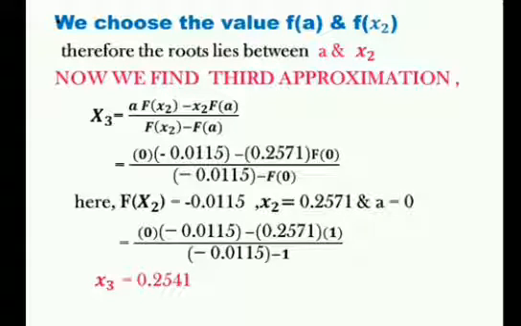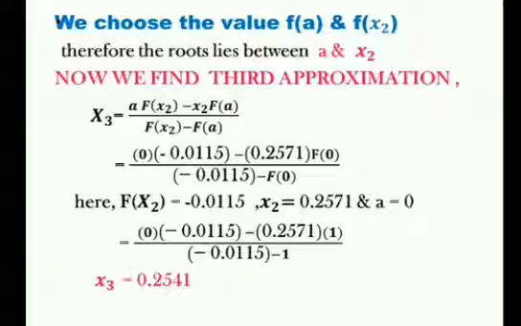So now we simplify the term, and we get the answer x3 is equal to 0.2541. Now we check the behavior of the root. Previously we found the x2 value 0.2571, now we get the x3 value 0.2541. We did not get the same value. In the problem it is given that the values must be the same up to 3 decimal places.